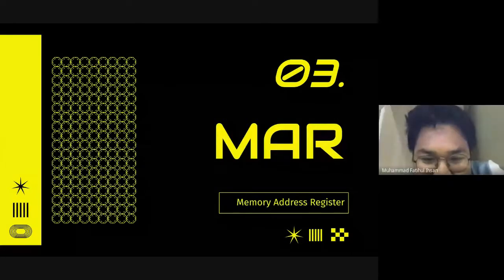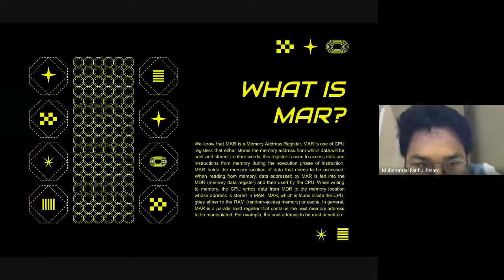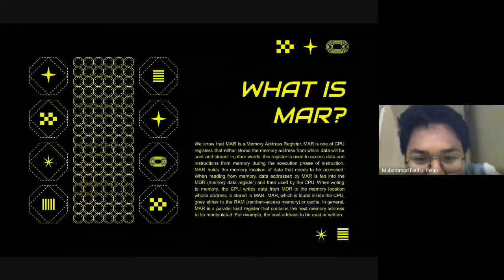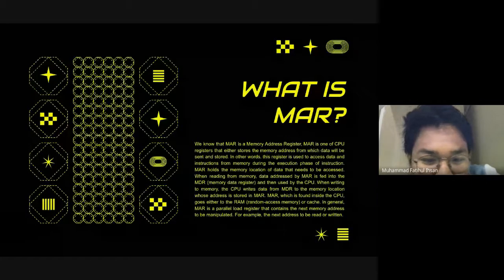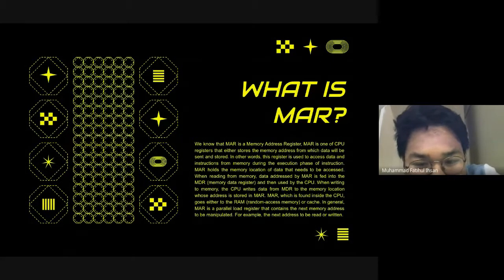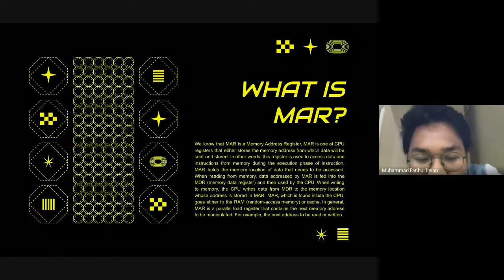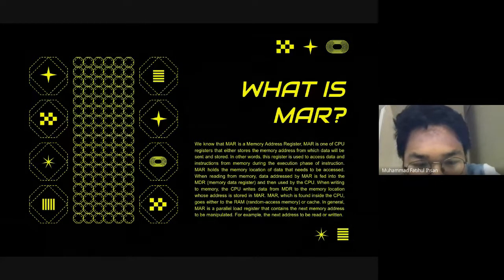So the third one is MAR or memory address register. So what is MAR? We know that MAR is a memory address register. MAR is one of CPU register that either stores the memory address from which data will be sent and stored. In other words, this register is used to access data and instructions from memory during the execution phase of instruction. MAR holds the memory location of data that needs to be accessed.